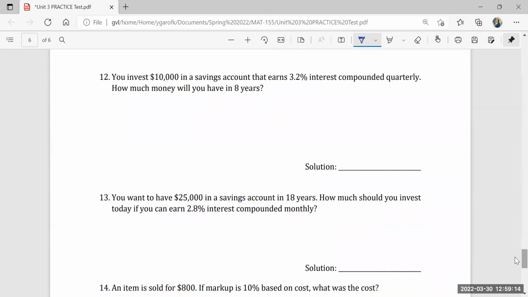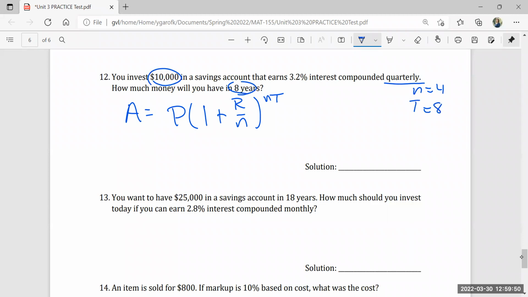Okay, number 12. You invest $10,000 in a savings account that earns 3.2% interest and it's compounding quarterly. How much money are you going to have in 8 years? Remember, our formula here is A equals P times 1 plus R over N to the NT. N again is how many times per year we're doing it. So quarterly is N equals 4. T here is 8 because we have 8 years. And our P is 10,000. We know that our R is here, and we're good to go.